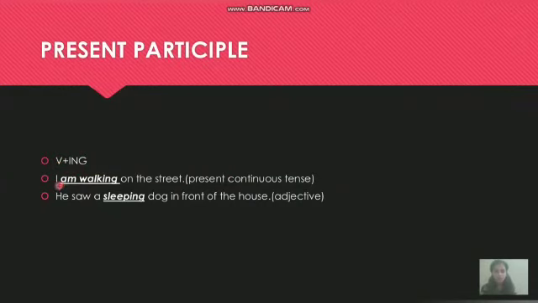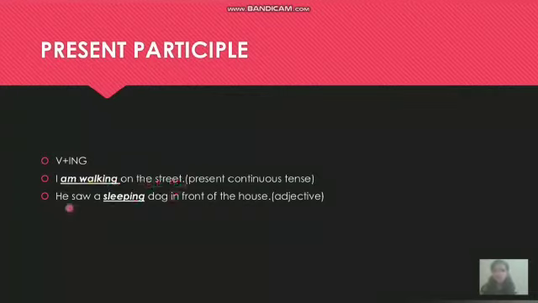Now, look at the sentence. I am walking on the street. So, in this sentence, I am walking is in the present continuous tense and I have a helping verb in front of it. So, in this sentence, am walking is the verb. It is not acting as an adjective. I told you the main function of a participle is to act as an adjective. So, this one is not acting as an adjective.